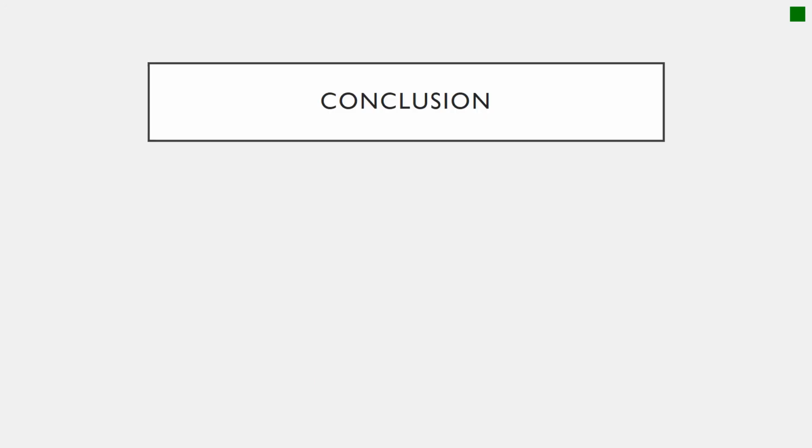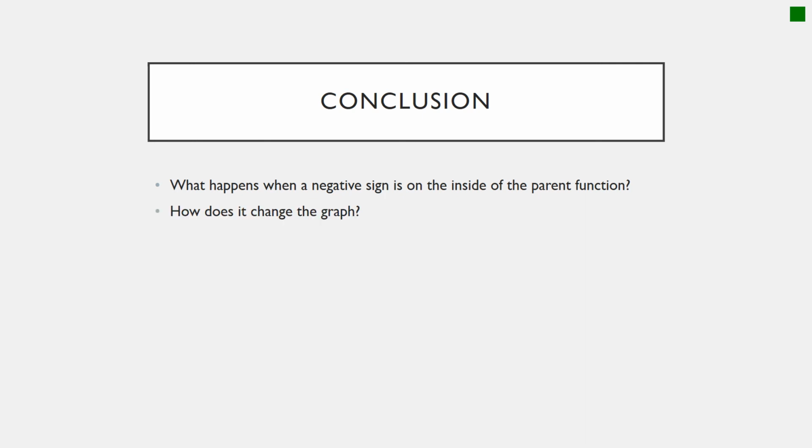All right, Algebra 3, it's your turn to write a conclusion. If you're having a hard time writing a conclusion, maybe think of answering these questions. What happens when a negative sign is on the inside of a parent function? Explain that to me. Or if you like it worded a different way, how does a negative sign on the inside change the graph?